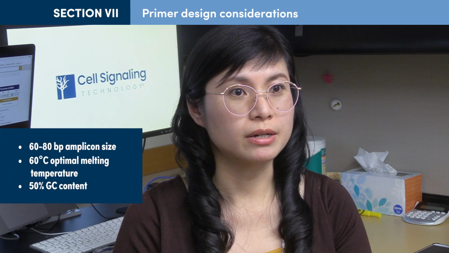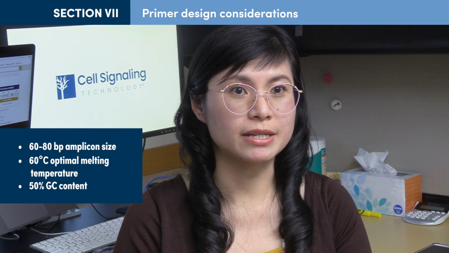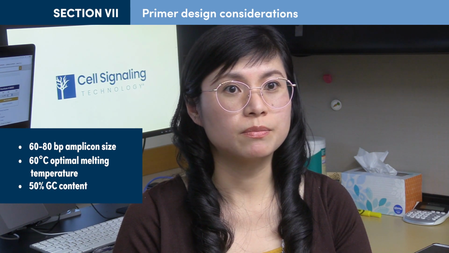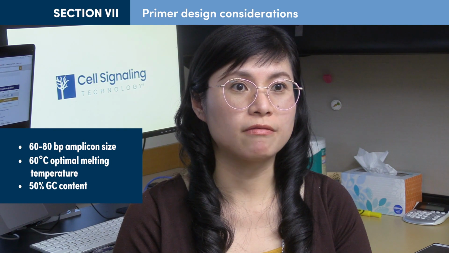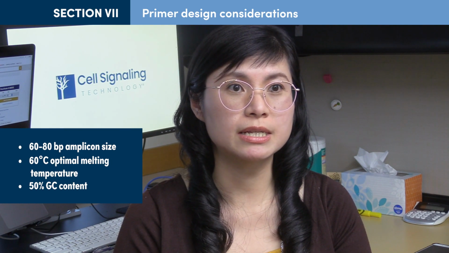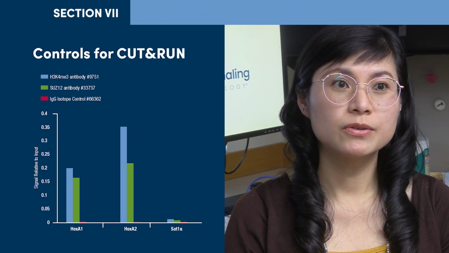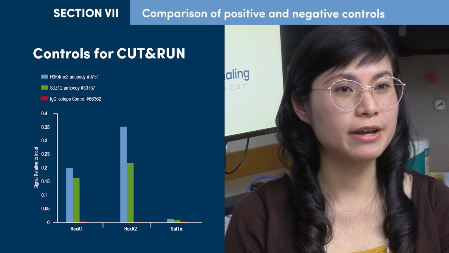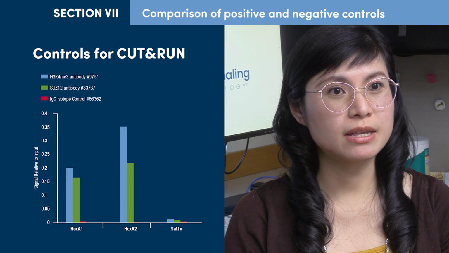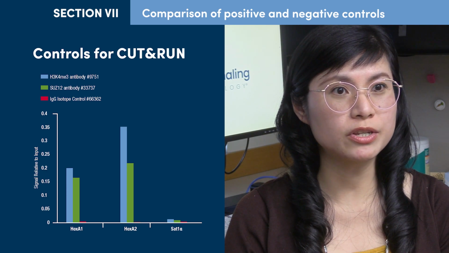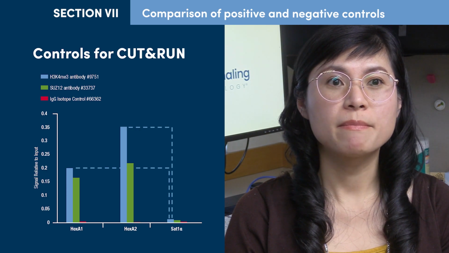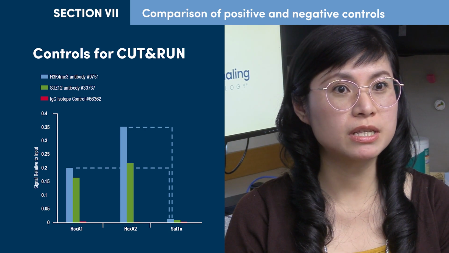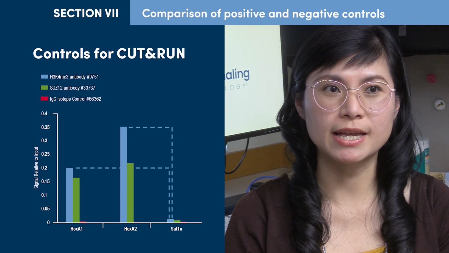For Cut and Run, PCR amplicon size should be 60 to 80 base pairs in length. Primers should optimally have a melting temperature around 60 degrees and a GC content around 50%. To confirm the Cut and Run assay is working in your hands, check signal strength and calculate the signal-to-noise ratio for the positive antibody by dividing signal from the positive primer set by the negative primer set.